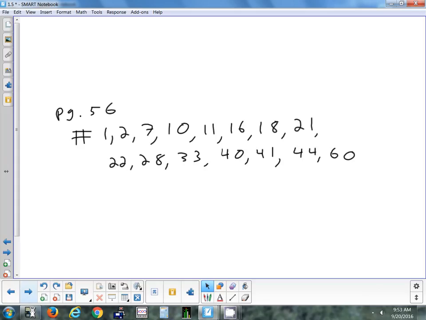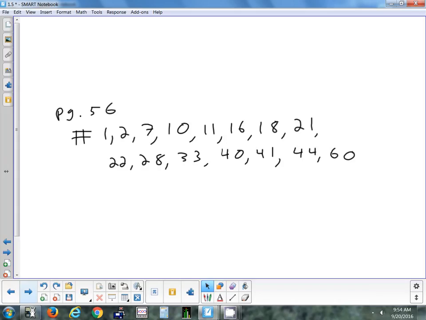So I think that's a good place to stop for today. Okay, so homework tonight, just on page 56. Okay, it's only one section. And there's not really a range of problems. I just picked random problems. I think I picked about 14 or 15 of them. So 1, 2, 7, 10, 11, 16, 18, 21, 22, 28, 33, 40, 41, 44, and 60.